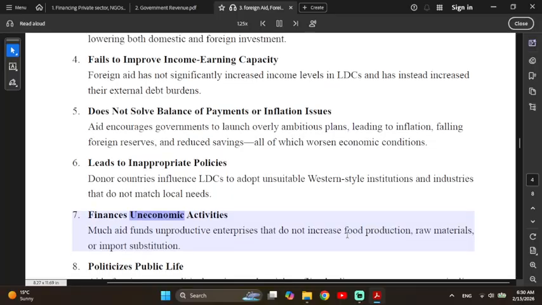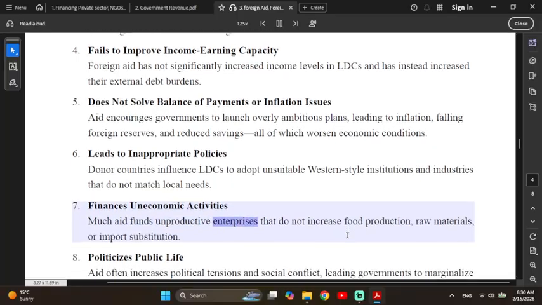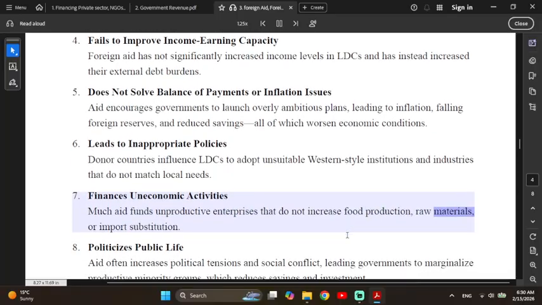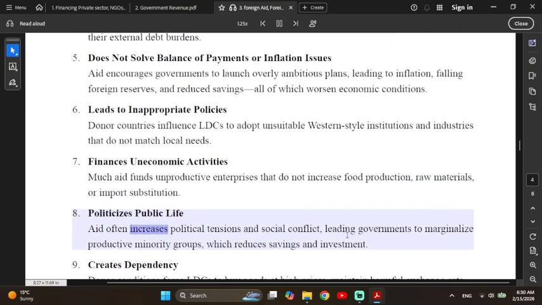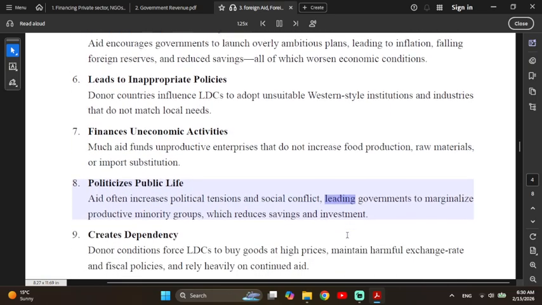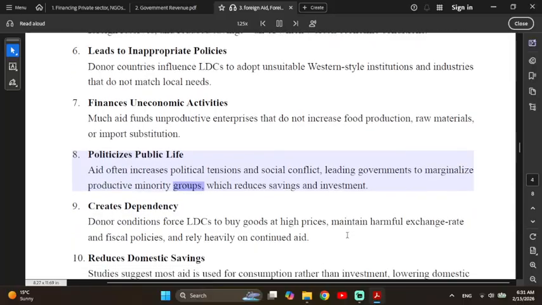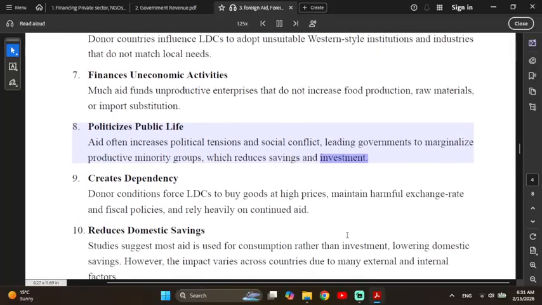7. Finances uneconomic activities. Much aid funds unproductive enterprises that do not increase food production, raw materials, or import substitution. 8. Politicizes public life. Aid often increases political tensions and social conflict, leading governments to marginalize productive minority groups, which reduces savings and investment.